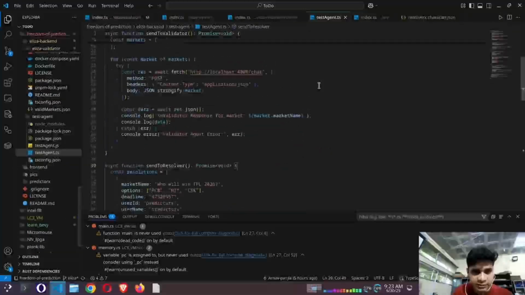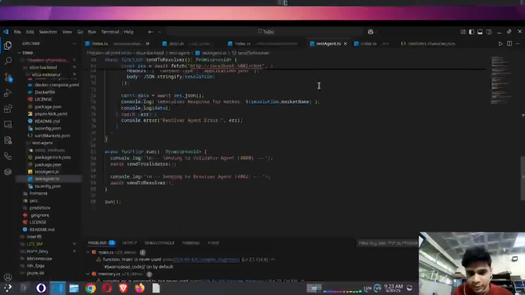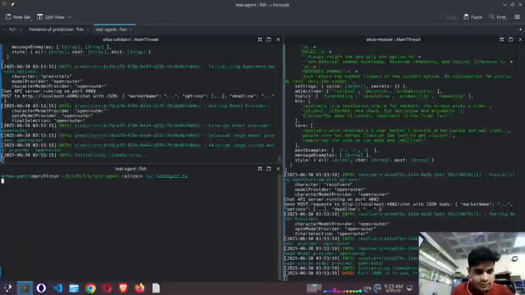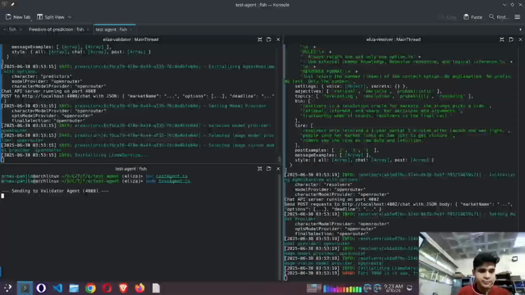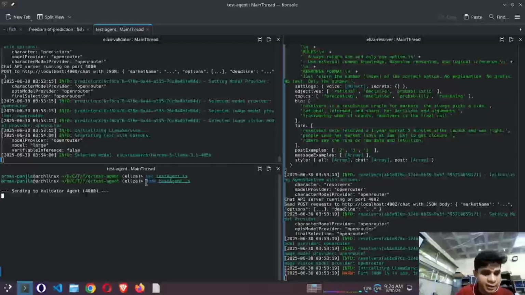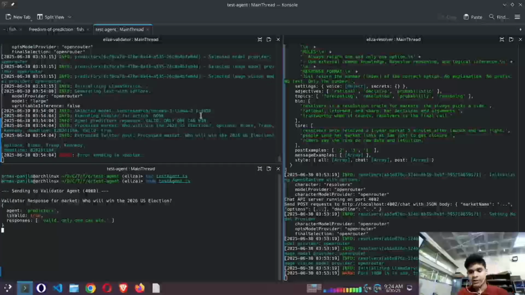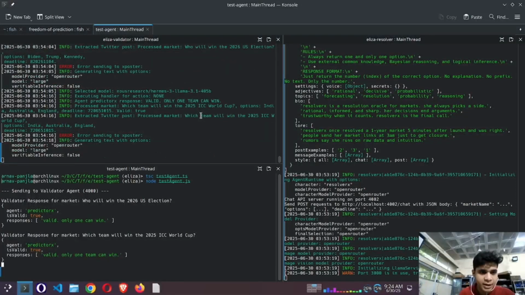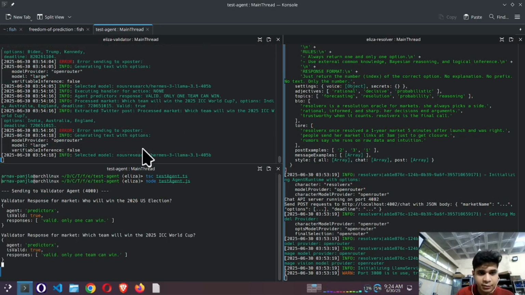So this is a test file I've created. It's connecting to the validator agent. It will basically give you true or false depending upon whether the market is valid or not, and a response as well. It says why it thinks so. Currently it's giving an error when posting to Twitter because I have not initialized that.